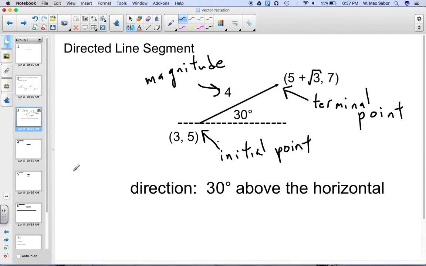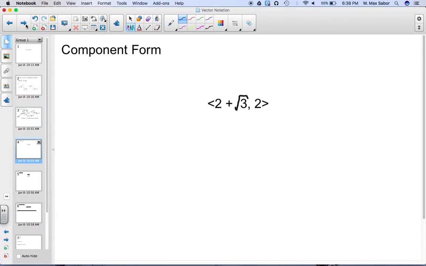So, for example, if I went from 0, 0, well, this goes right 2 plus the square root of 3, and up 2. So this vector, if it has the same magnitude, it has the same direction, so we would consider it the same vector. So directed line segment is the first way to represent it.